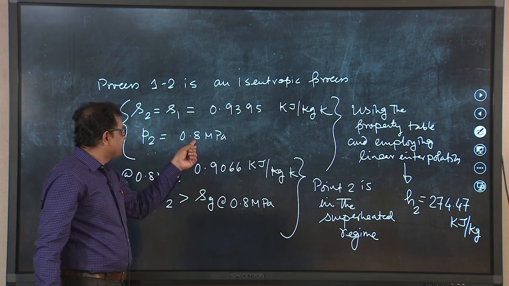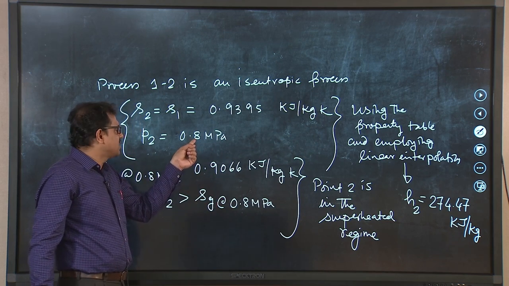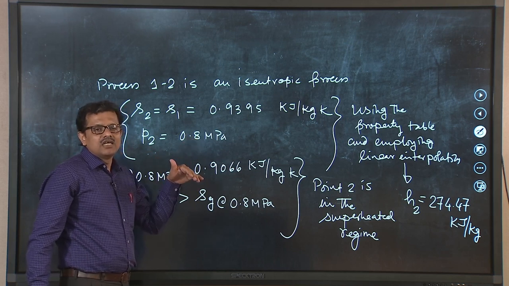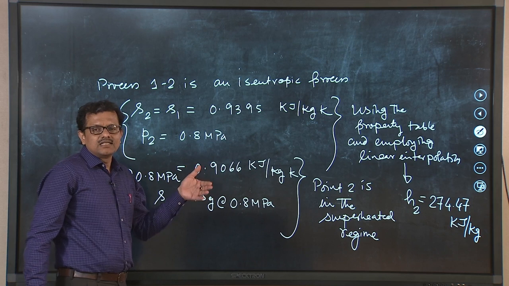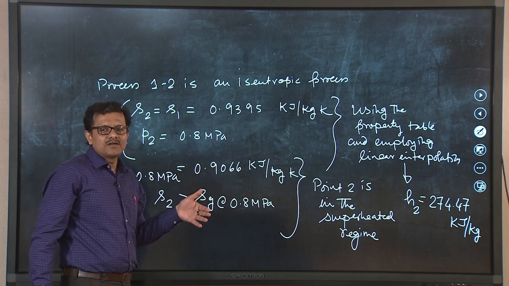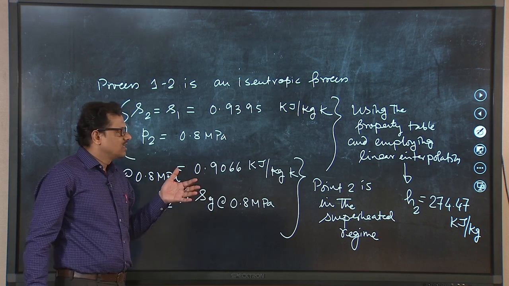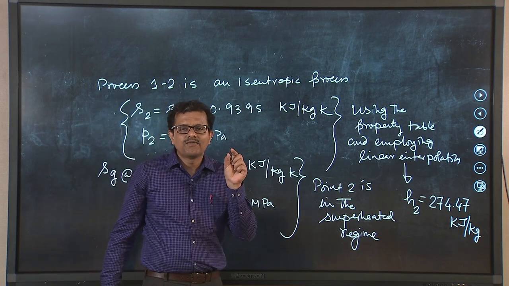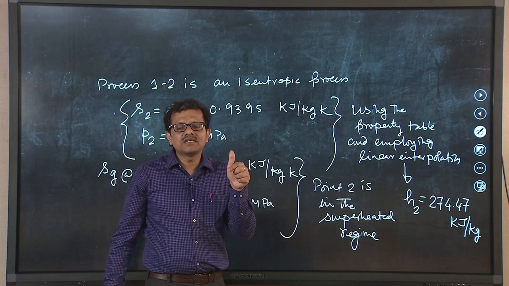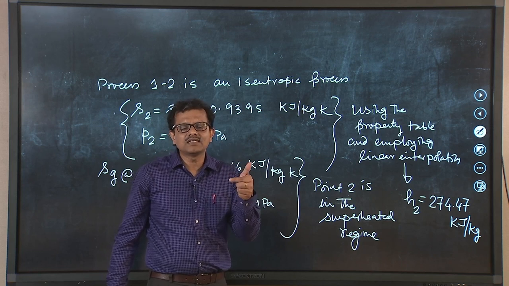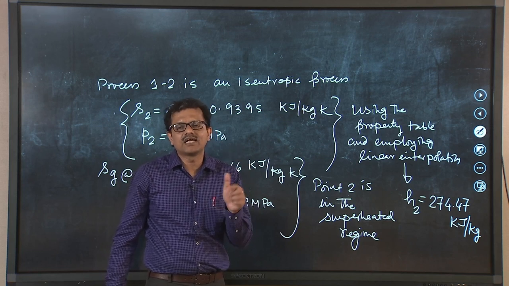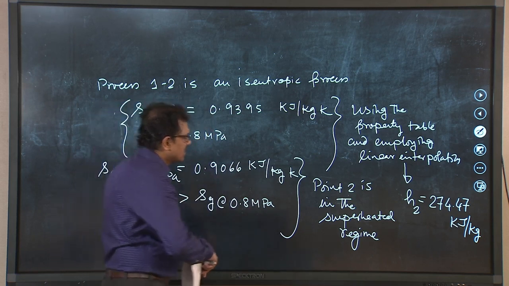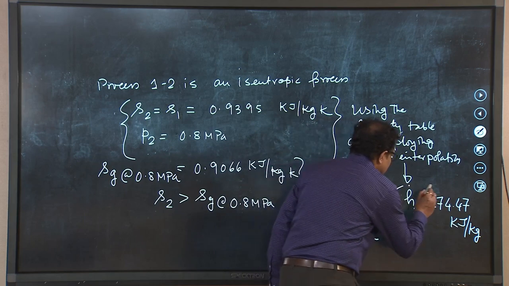Because for 0.8 MPa it is readily available, but it may not be available for, say, for example, 0.8135. For that it is a little tricky: we have to go for linear interpolation twice, because we need to take at least 3 different data points for which we can consider the linear variation assumption, and we can calculate by using linear interpolation theory. So, this is H2 for this particular case.